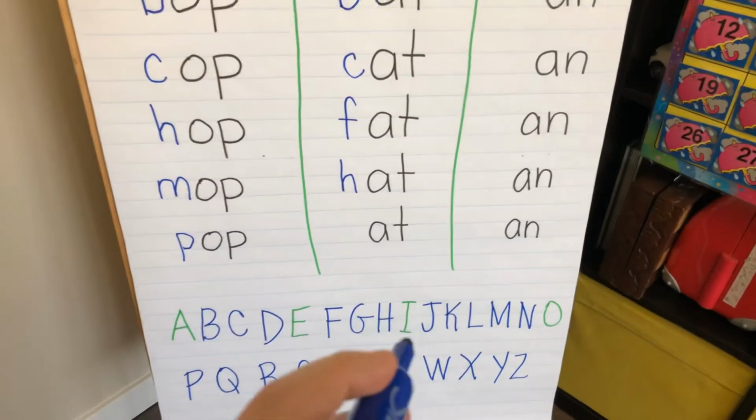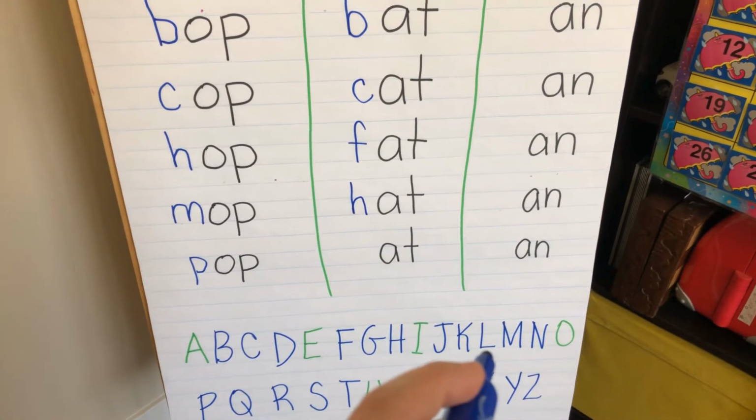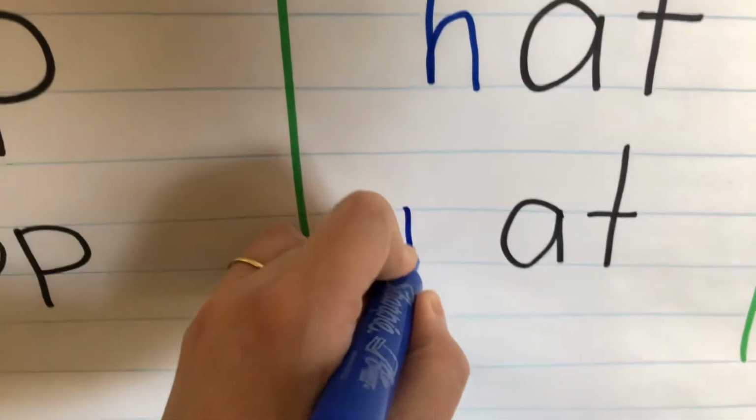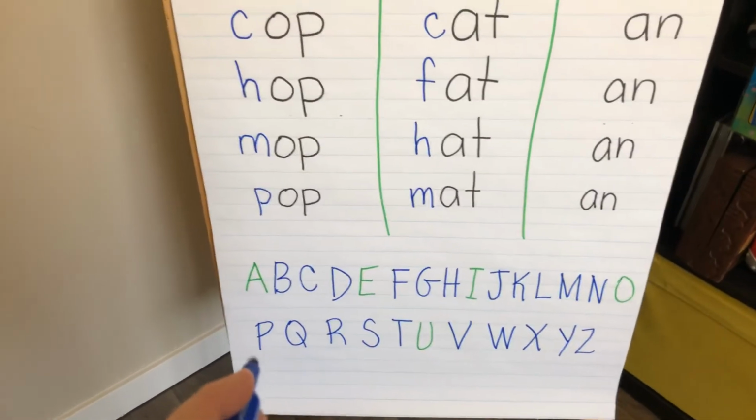Next one, we're going to go here. Jat, cat, but remember cat is with a C. Lat, mat, is mat a word? Yep, it is, right? So let's add mat there. Now you can keep going though. Nat, nat is a word. Pat, pat is a word.